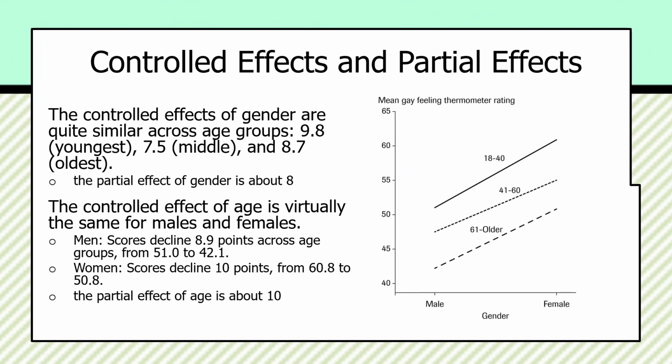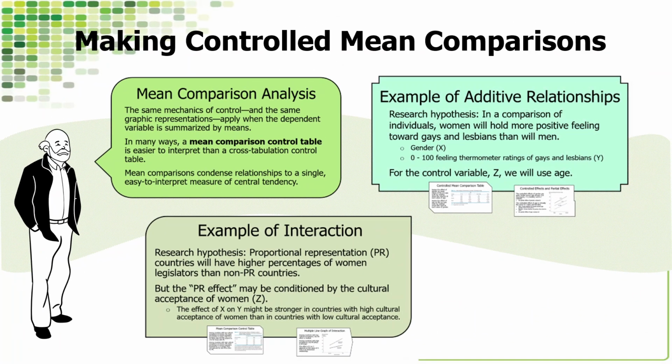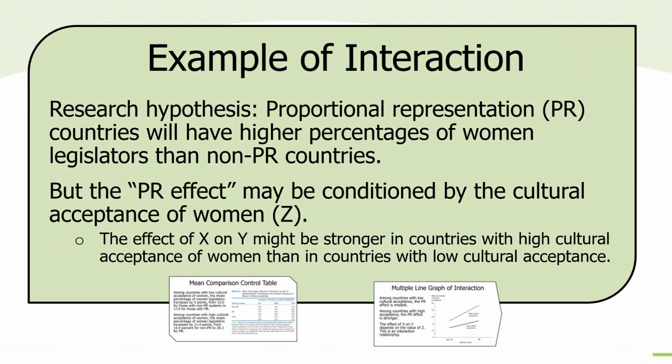All right, let's look at a different example, and this would be an example of interaction using mean comparison analysis. This is from comparative politics. Let's say we hypothesize that the type of electoral system that a country has, that is proportional representation or non-proportional representation, may affect the percentage of women in parliament. And we hypothesize that PR countries will have higher percentages of women legislators than will non-PR countries. So PR systems, as you probably know, encourage multiple parties, and one could further hypothesize these systems encourage more diversity within the party lists, and that women may be more likely to be elected to parliaments under PR systems.